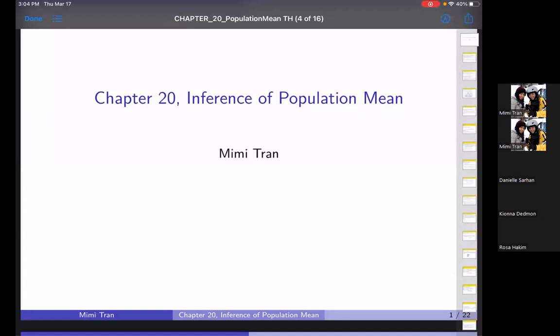Someone remind me what kind of test that we did last time about one population mean? Z-test. When do we use Z-test? Because there's another test for one population mean as well. Sigma, right? When you know sigma, you use Z-test. If you don't know sigma, you use T-test.